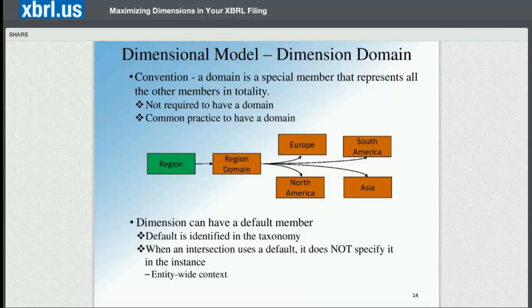It is electronically navigable, and although it doesn't tell you that they add up into a total or not, it does tell you that the 50 states, in our example, are subordinate to the U.S. member. So they are within the U.S. member, which, by the way, is on the geography axis. So we have our Europe, South America, Asia, and North America members, which are children to the region domain in the definition linkbase, which sits on the region axis.